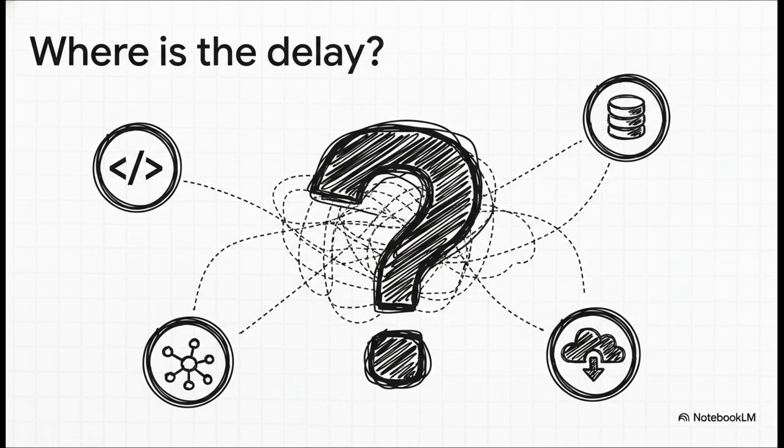Where is this lag actually coming from? Is it something in the API code itself? Is our database getting hammered? Maybe it's a slow response from Redis or that third-party API we depend on. Heck, it could even be the network. The point is, without the right tool, you're just stabbing in the dark, and that's a frustrating place to be.